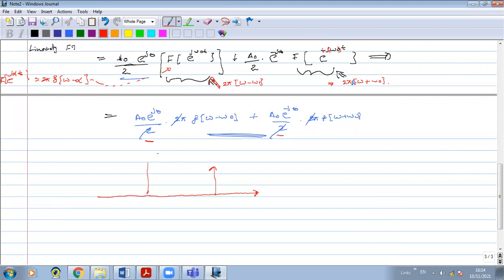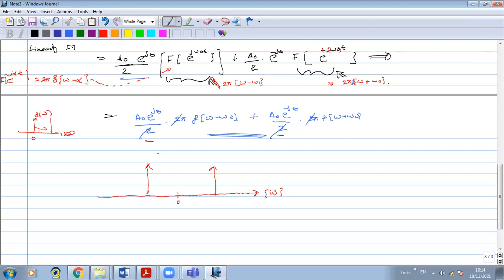If this is the zero point, and I draw this with respect to omega, this is the zero point. You already know that the delta function is like this, with respect to omega. If I write omega minus omega naught, that means this impulse will shift this way.